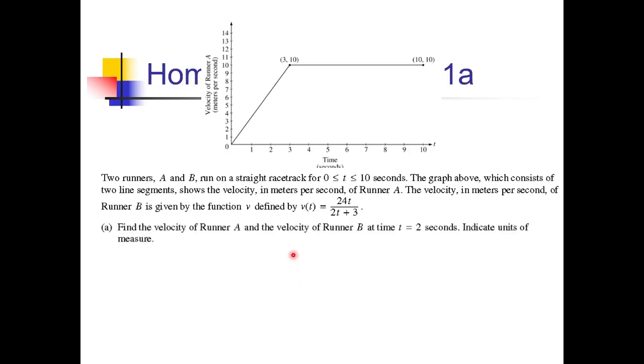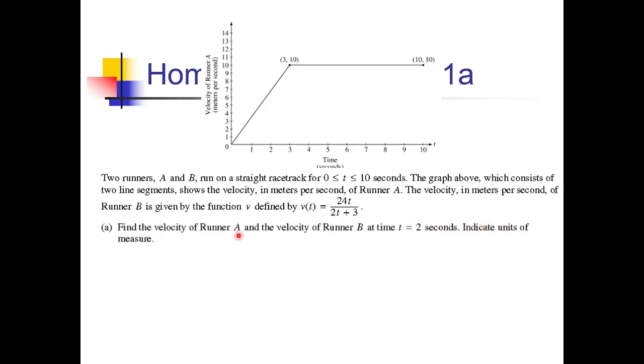For this free response problem, we have two runners, A and B, running on a straight race track between 0 and 10 seconds. The graph up here shows the velocity in meters per second of runner A, and the velocity of runner B, also in meters per second, is given by this v of t function. For part A of this problem, they want us to find the velocity of runner A and runner B at time 2 and have the right units of measure there.